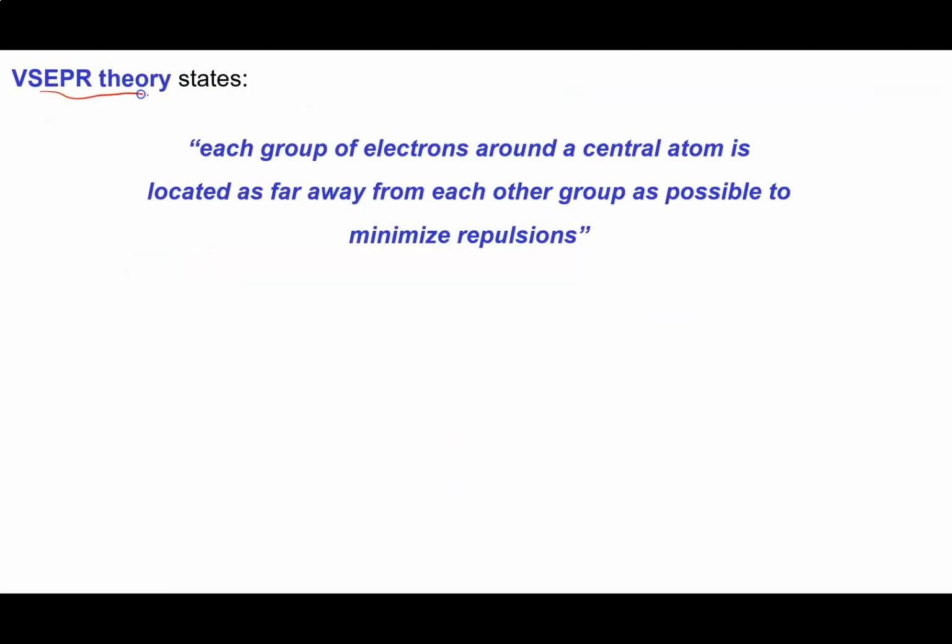Now, the VSEPR theory said that every group of electrons around a central atom is located as far away from each other group as possible to minimize repulsions. So we're going to look at central atoms that have 2 electron groups, 3 electron groups, all the way up to 6 electron groups, and think about how you can organize these groups so that they put the maximum distance between each other.